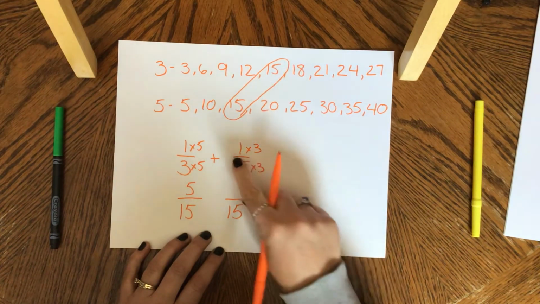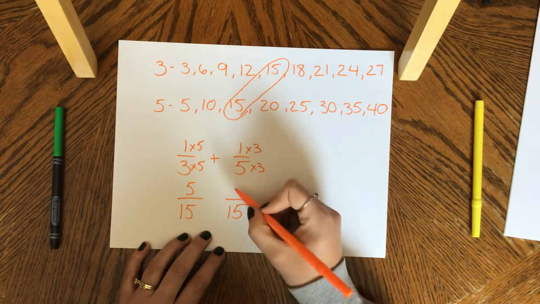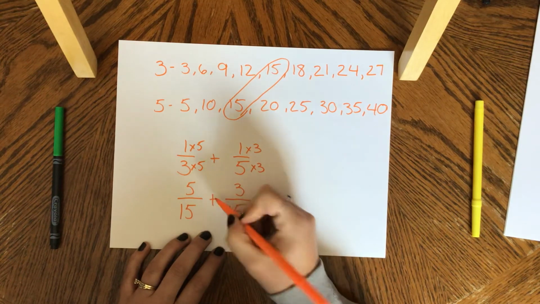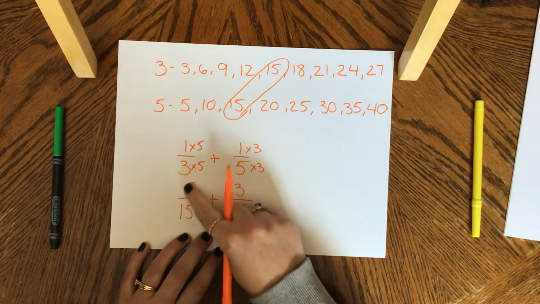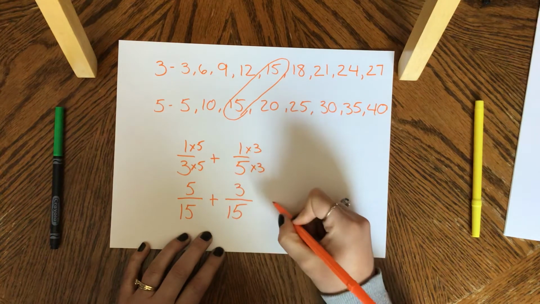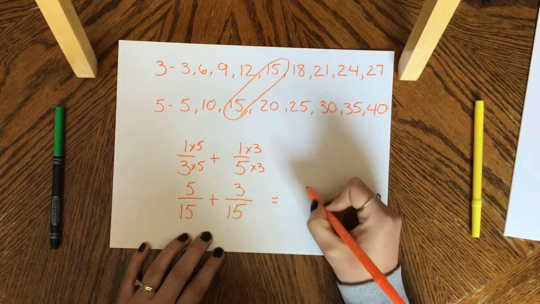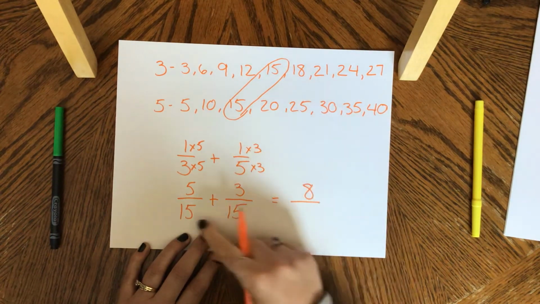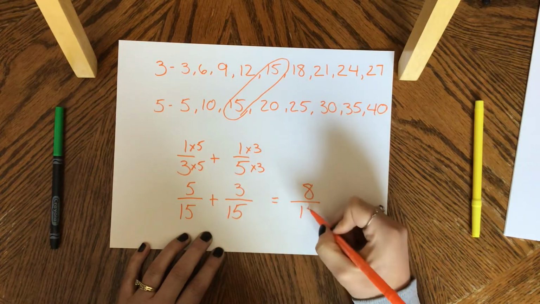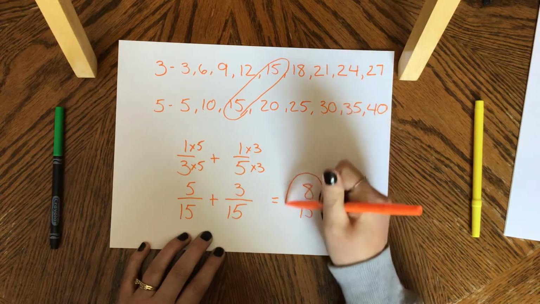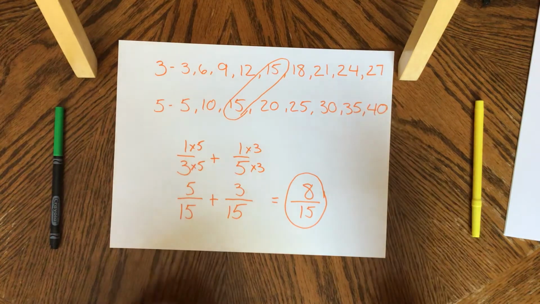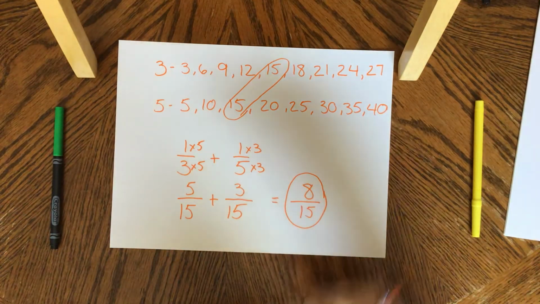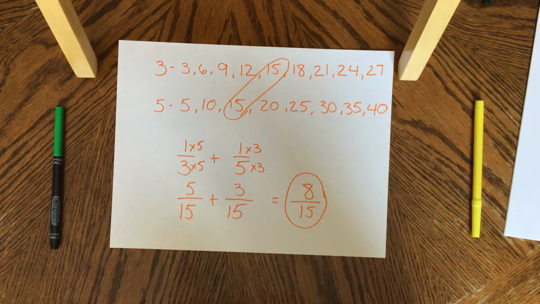So I have to do that to the top. 1 times 3 is 3. So my new numerator is 3. So my denominators now match and my numerators are changed. So if I add across the top, I get 8 and 15 stays my denominator. So my answer is 8/15. This can't be reduced because there's nothing that 8 and 15 have in common.